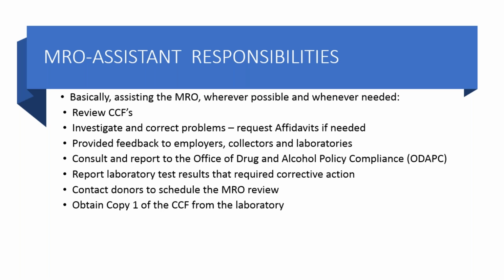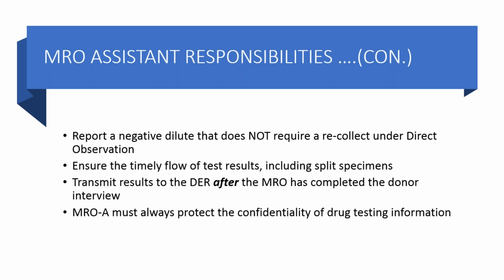They obtain copy 1, which is the original copy of the chain of custody form from the laboratory. They report a negative dilute that does not require a recollect under direct observation. We'll talk about that later on. They ensure the timely flow of test results, including split specimens. They transmit results to the DER, the designated employer representative.